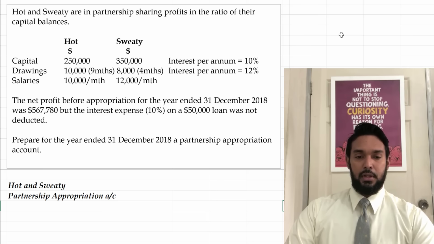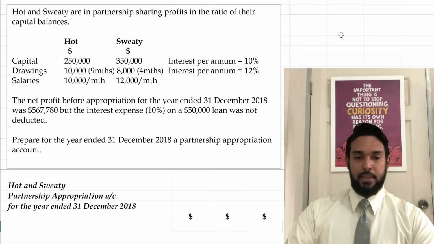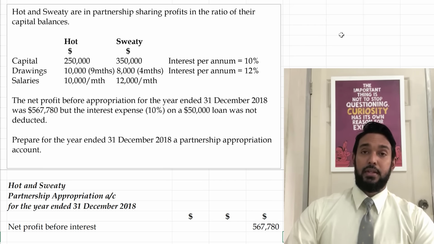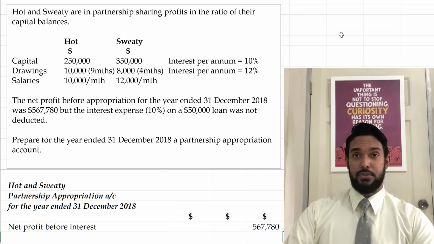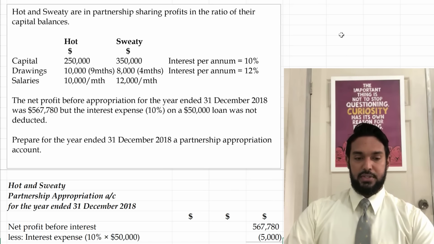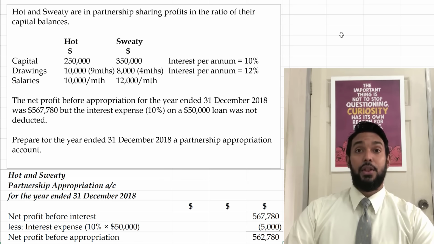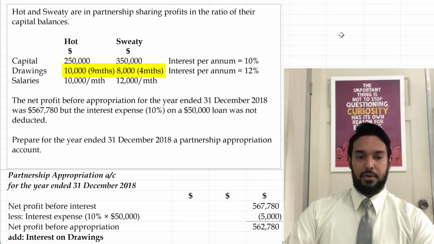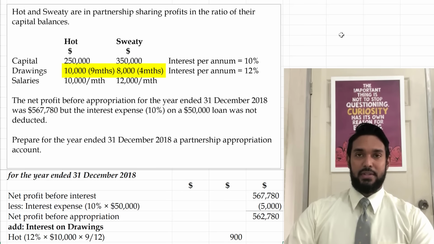So Hot and Sweaty, a partnership appropriation account for the year ended 31st December 2018. Net profit, just net profit by itself, before interest as a matter of fact, 567,780. The interest is 10% of 50,000, which is going to give us 5,000. So less interest, 10% of 50 is 5. That's going to give us 562,780. Now we can go to interest on drawings. Hot had 10,000 at 12% outstanding for 9 months. So that's 10,000 by 12% by 9 over 12.